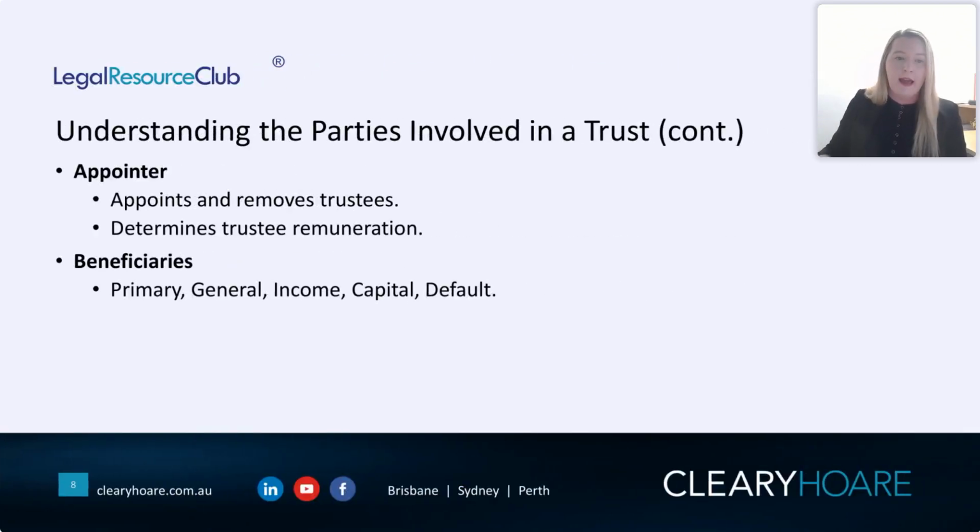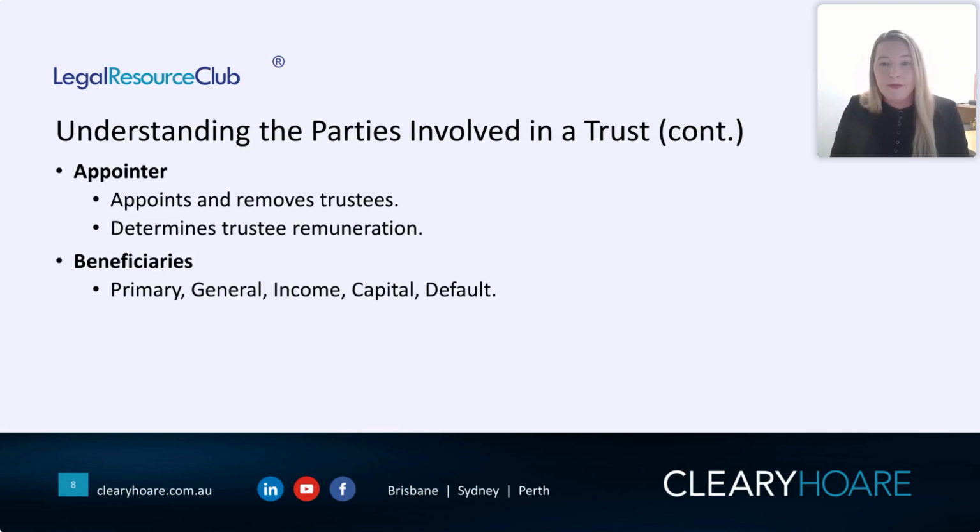The next role that we have is that of the appointor, the principal, or the guardian. Depending on which trust deed you're looking at, it may have a different name, but really this role is where the ultimate control of the trust lies. And that's because the person that is the appointor or the principal, they have the power to remove and replace the trustee of the trust.